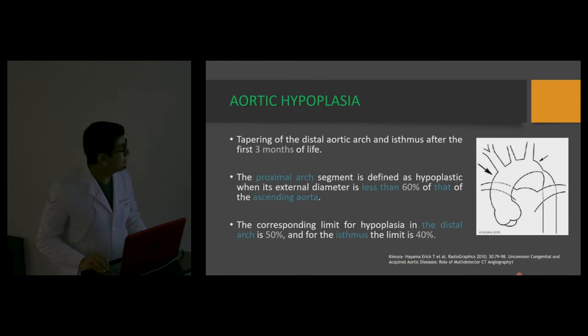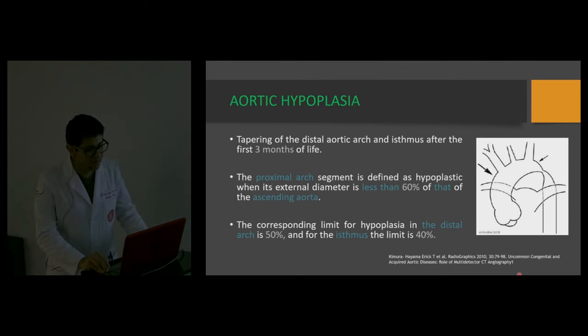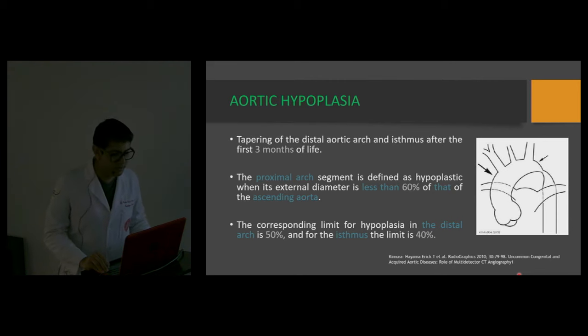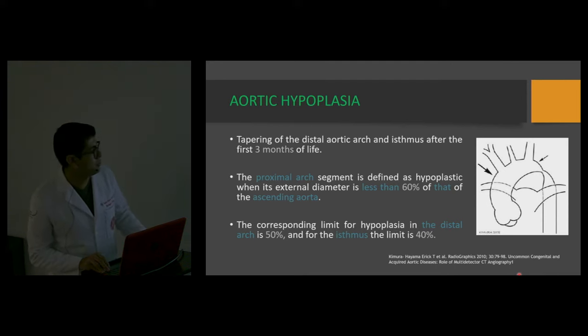Aortic hypoplasia is narrowing of the distal aortic arch, and it improves after the first 3 months of life. The proximal arch segment is defined as hypoplastic when the external diameter is less than 60% of the ascending aorta. The corresponding limit of hypoplasia in the distal arch is 50%, and for the isthmus, its limit is 40%, where we are going to do the measure.